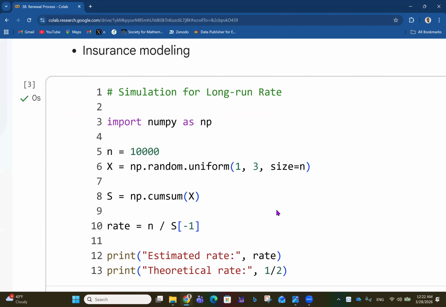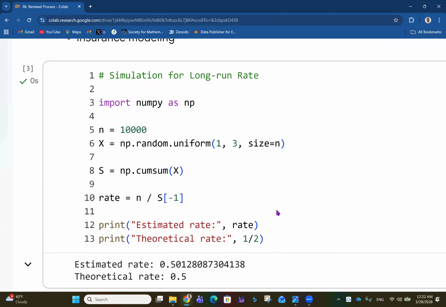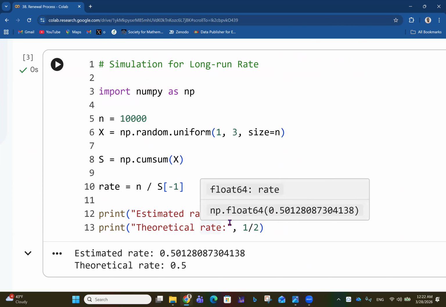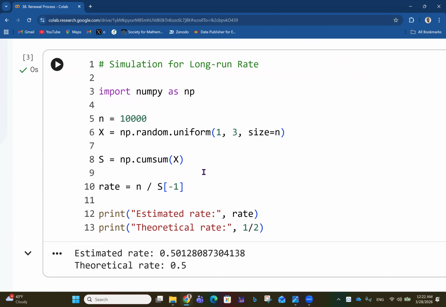And then we have a simple simulation for all of that here. So, simulation for the long run rate. We already know that the long run rate ends up being 1 over mu, 1 over the expected value. So for this kind of system that is uniformly distributed between 1 and 3, the expected value is already (1 plus 3) over 2, which is 2. And if you take the inverse, 1 over 2 is half. So we already know the theoretical rate is 0.5.